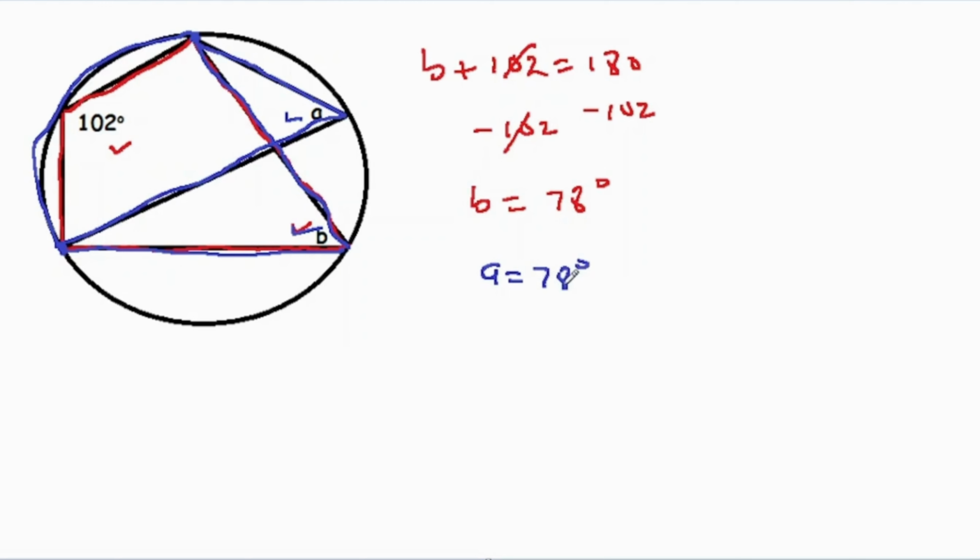You can check out a link to a video on this theorem. Angles in the same segment subtended by the same arc are equal. A link to that video is in the description below. Let's proceed to the third example.